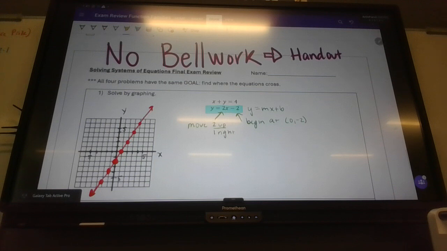Okay, now going to the first line. X plus y equals 4. There's two strategies. I know some people in this room will rewrite it so that y is alone. Others might try to graph using intercepts. So if it's not where y is alone, it's not y equals mx plus b, you can graph using intercepts.